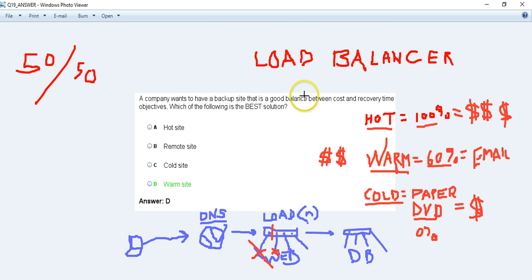So immediately in my mind, when I do the 50 approach, I say to myself, good balance between cost and recovery time. This is high cost. This is low cost, long recovery. A remote site, you could answer here, and it could be the correct one, but really the definition, if we look it up in any book or any definition for the test, it's going to be a warm site.